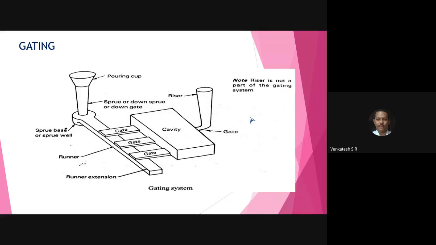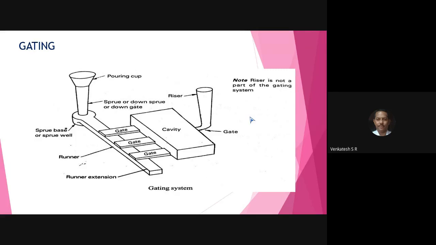So in the first module, you have two questions. In the second question, you have this question in the examination. Please, all of you write down the question. Explain with neat sketch the elements of a gating system.